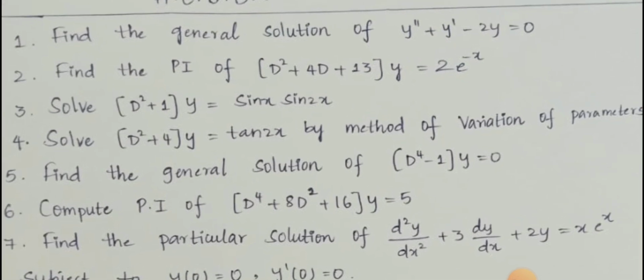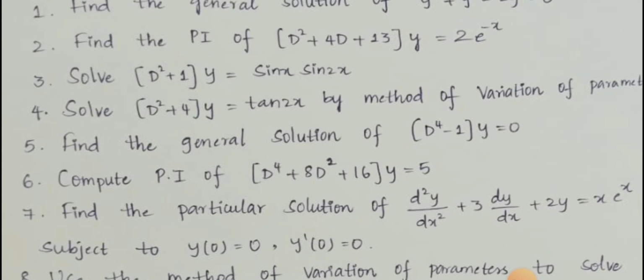Sixth one, compute the particular integral of d power 4 plus 8d square plus 16 of y equal to 5. So while finding yp, the right side only 5 constant term is there. So additionally you can introduce e power 0x. So 5 you can take to the left and e power 0x you apply the procedure for e power ax.